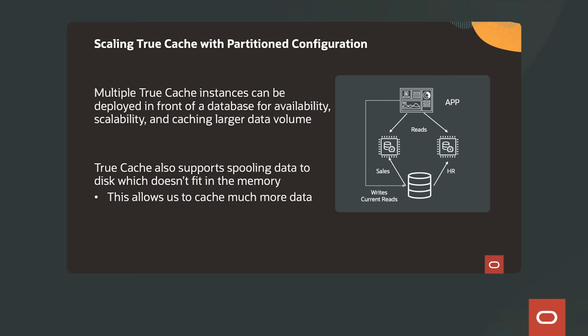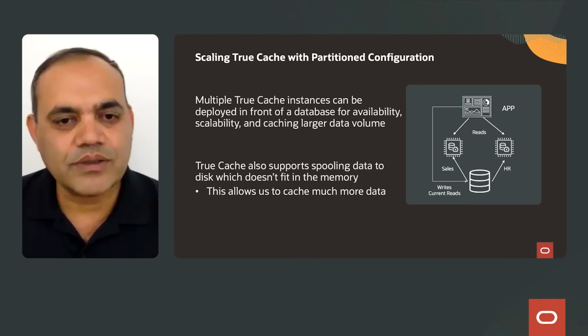True cache can be scaled with a partition configuration. Multiple true cache instances can be deployed in front of a database for availability, scalability, and to be able to cache large data volumes. True cache also supports spooling data to disk. This allows us to cache much more data volume.